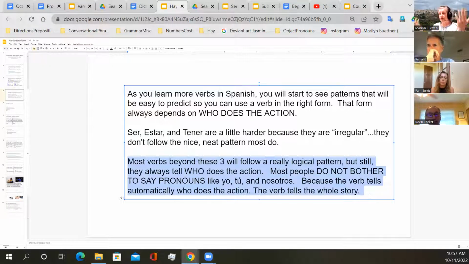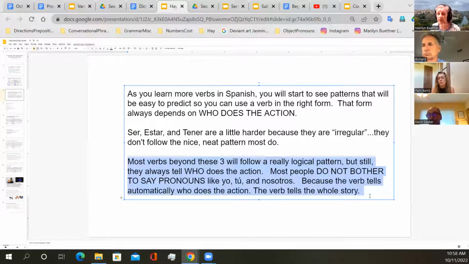Verbs beyond these three, and also these three, will usually follow a regular logical pattern, except for those that are irregular. Still, verbs always tell who does the action. They change into a form that automatically says who's walking, who's cooking, who's playing guitar, who's driving the car. They tell you who does the action. Most people do not bother to say the pronouns like yo and tú and nosotros. We have to say "I am." Essentially in Spanish, you just say "am."